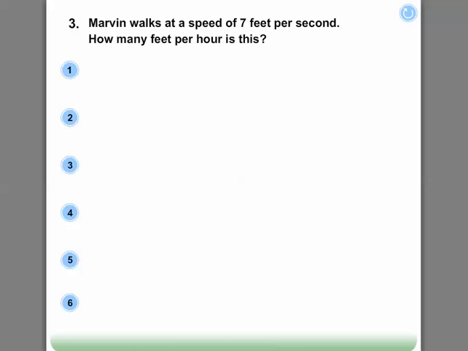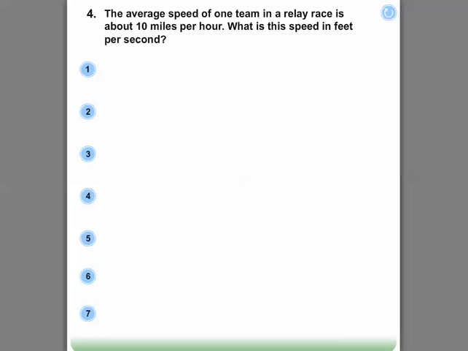Now that is what we call single dimensional analysis. Now we're going to look at double dimensional analysis. So the average speed of one team in a relay race is about 10 miles per hour. What is this speed in feet per second?